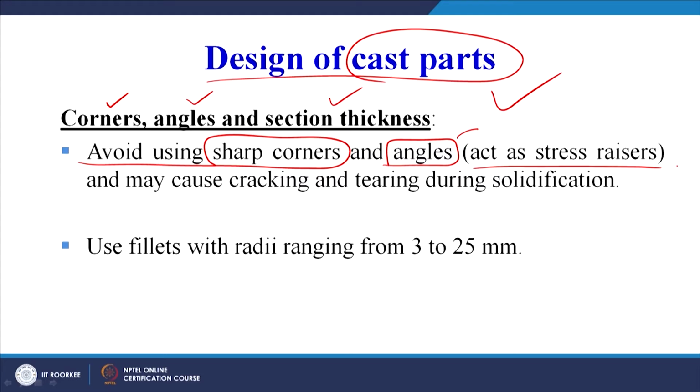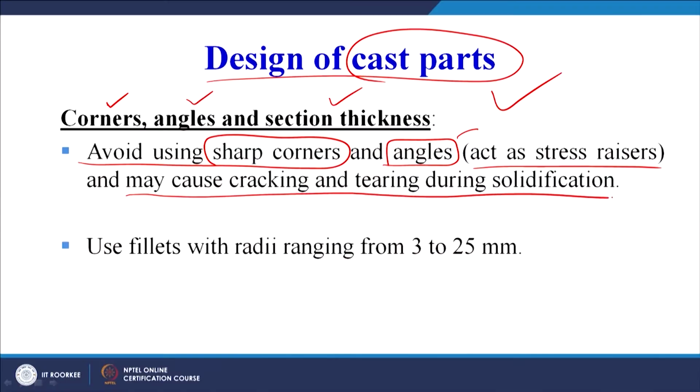Now what is happening? The molten metal, as we have seen in the process, goes into the sand mold. It travels through the pouring basin, the sprue well, the runner, through the gate, it enters into the mold cavity and then it solidifies there. So it may cause cracking and tearing during that solidification process. What can cause that? The sharp corners and the angles. So use fillets. Solution is also given.